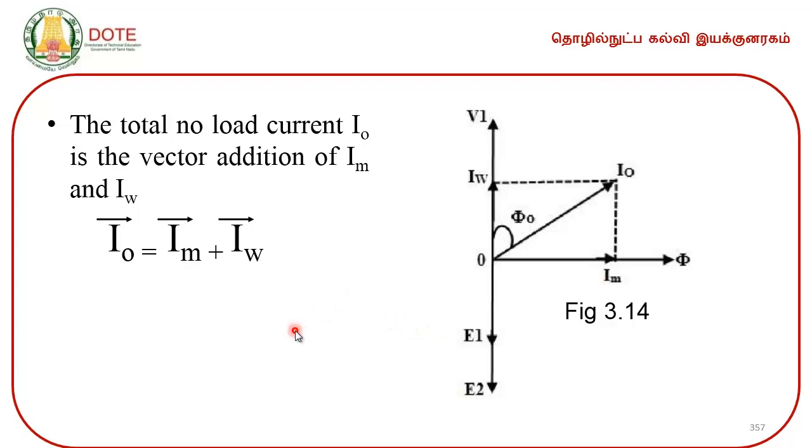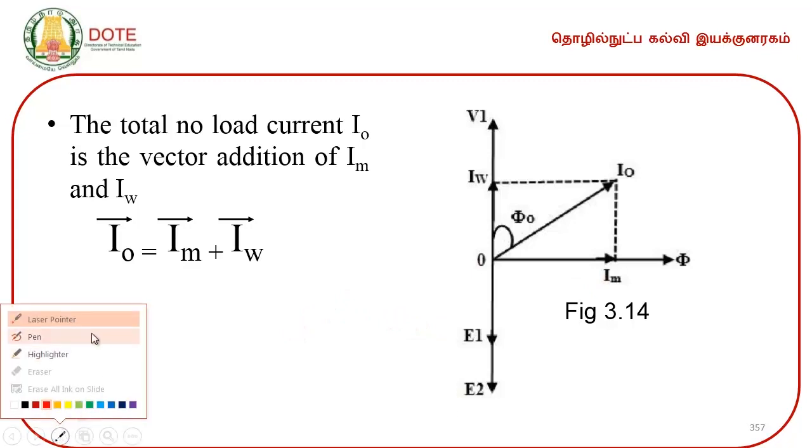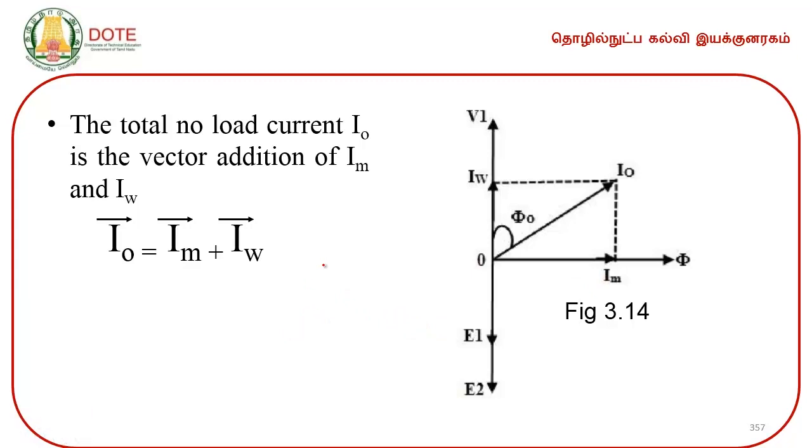How can I add? You see here how to add two phasors, right. So, this is I w, this is I m.